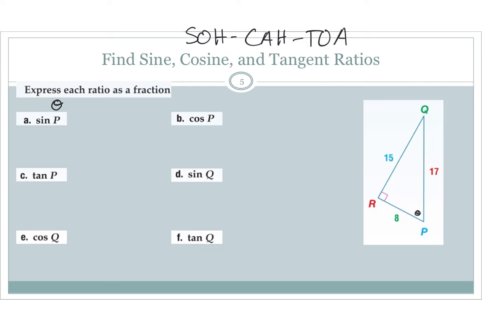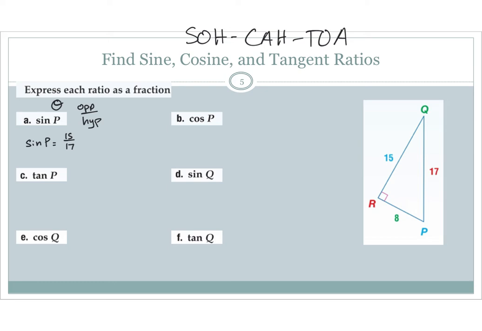So sine is opposite over hypotenuse. So my opposite side is going to be 15, and my hypotenuse is going to be 17. So the sine of P is 15 over 17. The opposite side over the hypotenuse. All right, let's do another one.